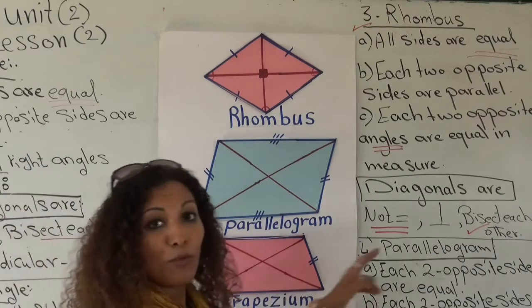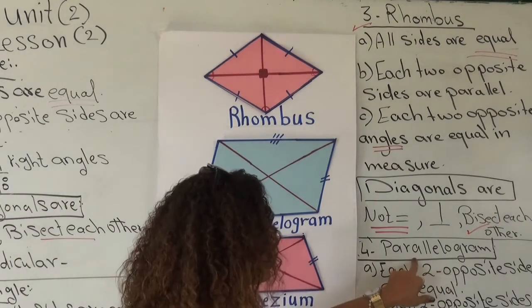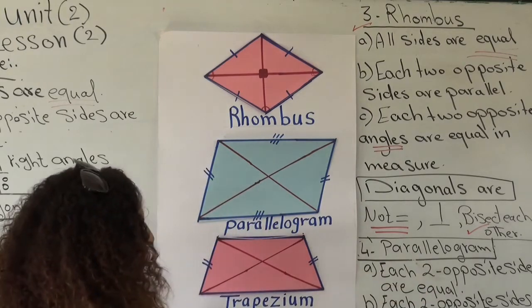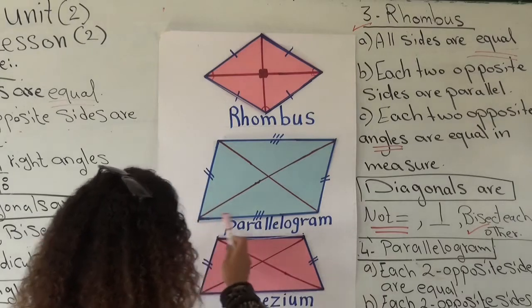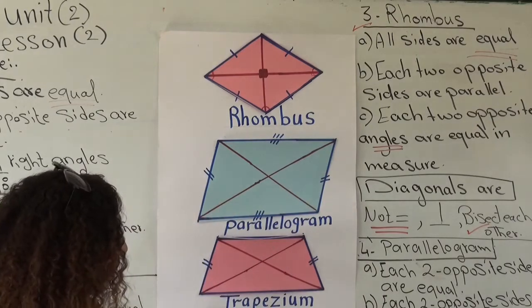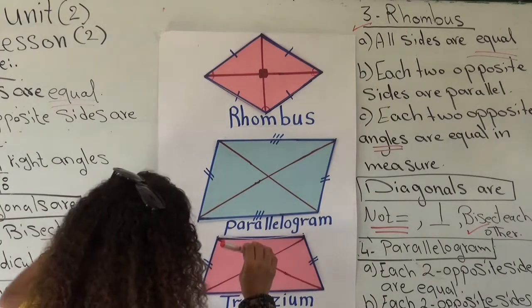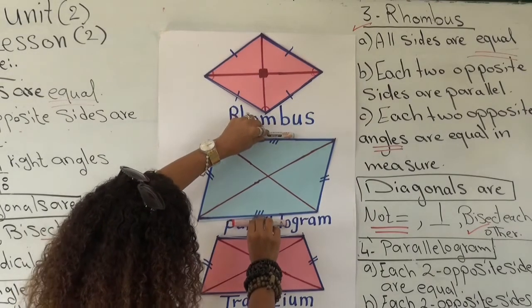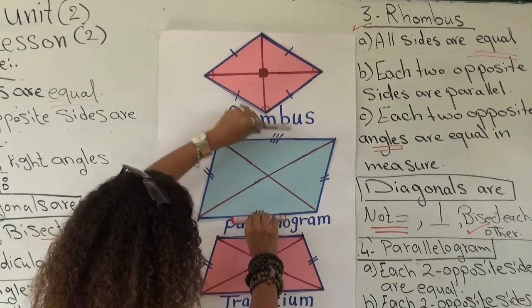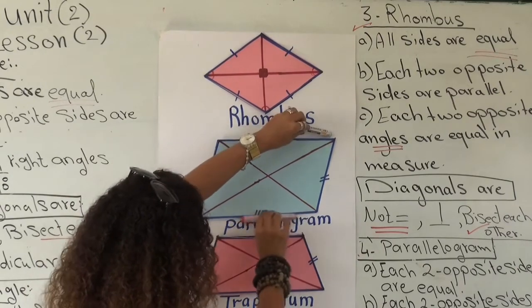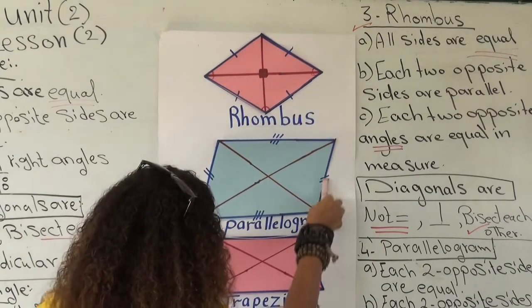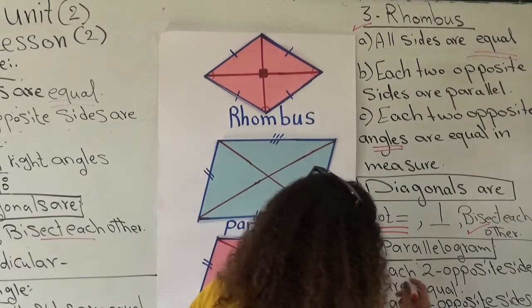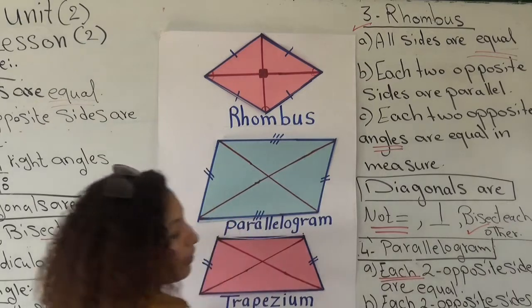Okay, then let's move to the parallelogram, and this is number 4 in the quadrilaterals. Okay, watch with me here in the parallelogram. This is the shape of a parallelogram. Okay, let's start to talk about its sides. Its sides are equal. Watch with me here. This side is equal to this side, and this side is equal to this side. Okay, this is number 1. Each two opposite sides are equal.